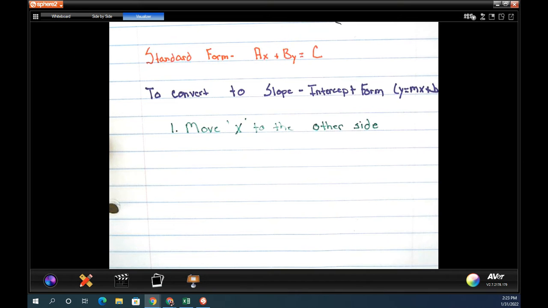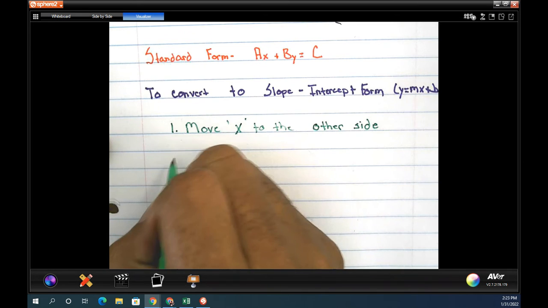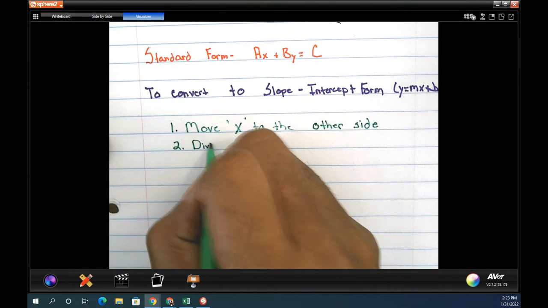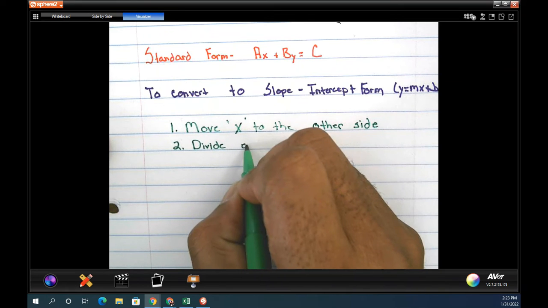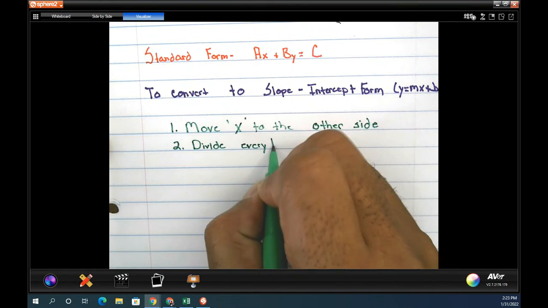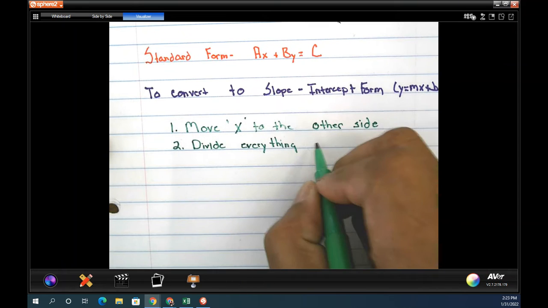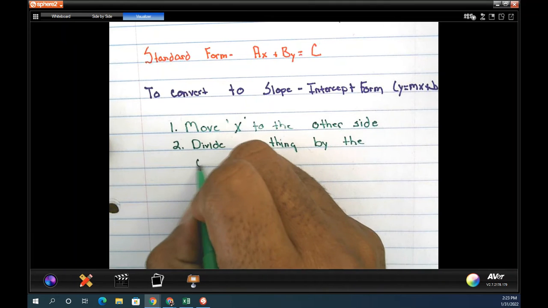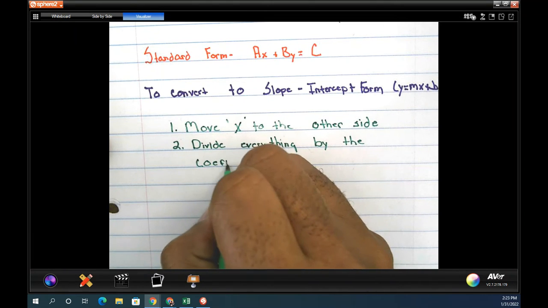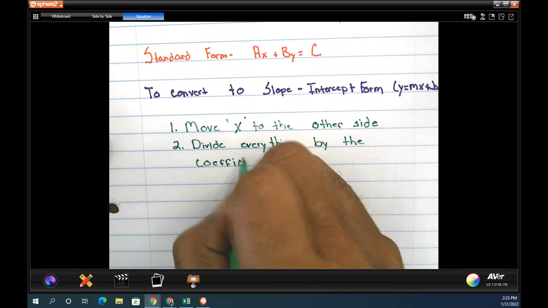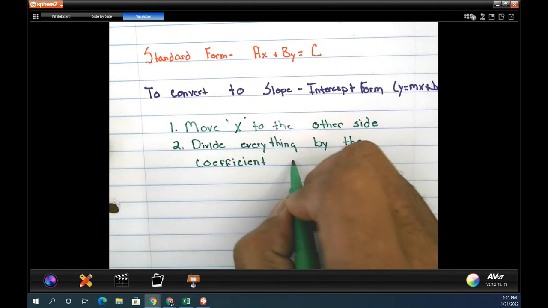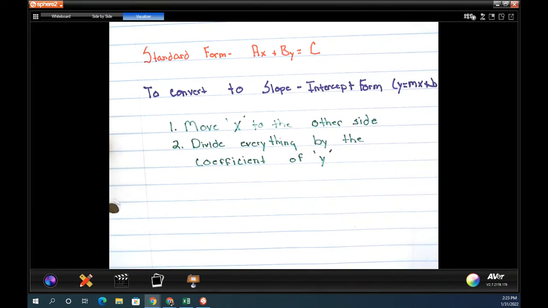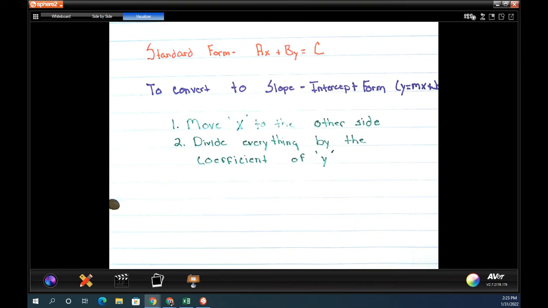That's rule number one. Last rule. Divide everything by the coefficient of y. That's it. It's the only two things you got to do.